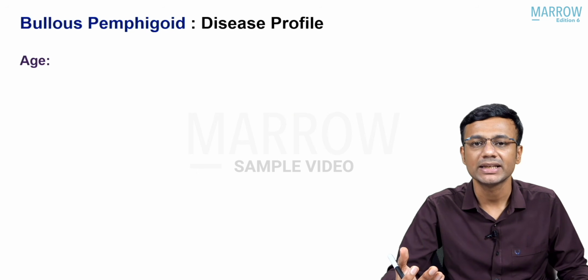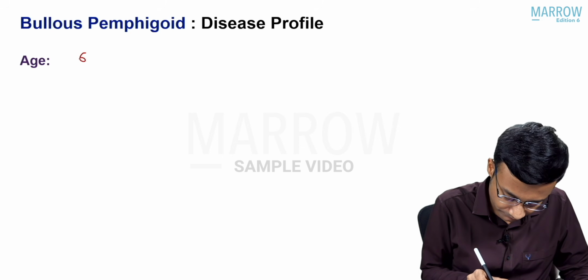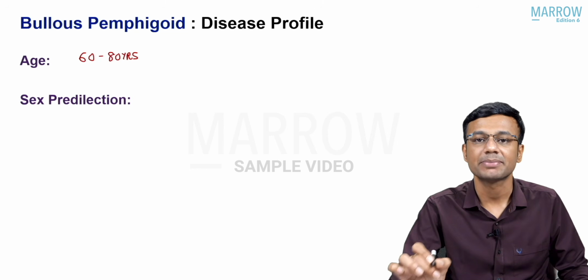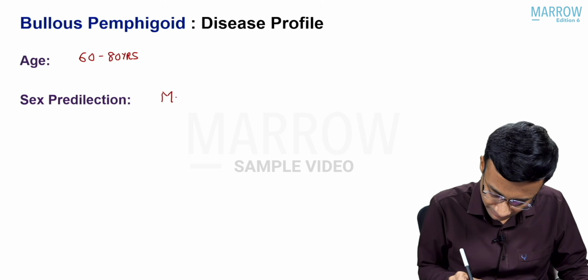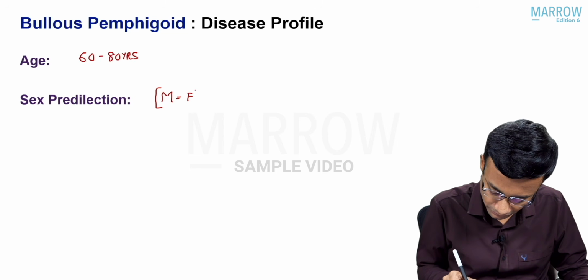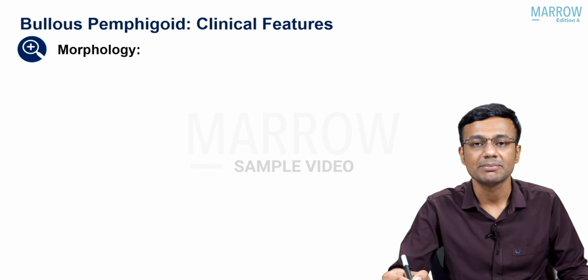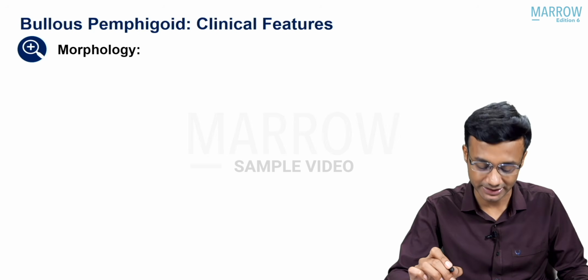So these patients are usually older individuals, 60 to 80 years of age. And if you look at the sex predilection, it has an equal male to female ratio. So it's generally equal among men as well as women. And now let's go to the morphology of the lesions. How are the patients going to present?